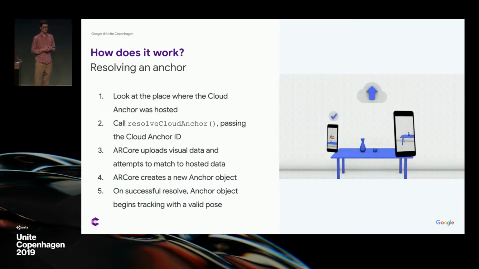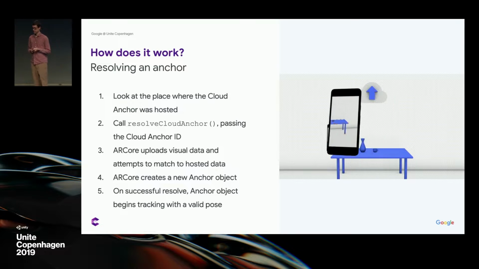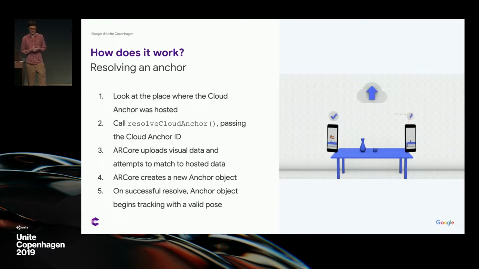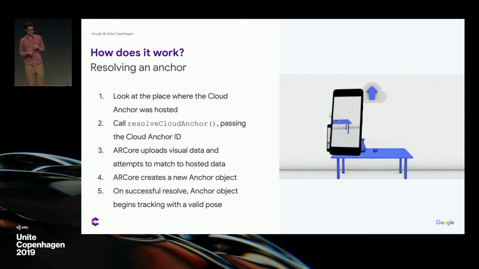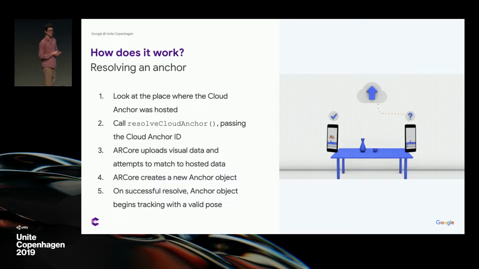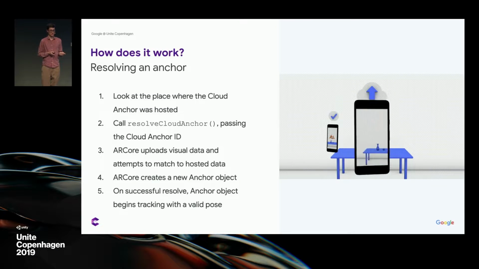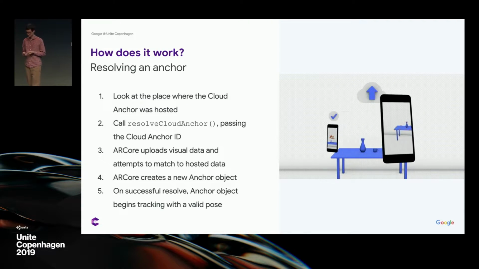To resolve, first look at the place where the Cloud Anchor was hosted. Call resolve Cloud Anchor, passing the Cloud Anchor ID from the previous step. Now ARCore is going to upload some visual data to the ARCore Cloud Anchor service in the background, and the service will attempt to match that data to the data that was uploaded during hosting. In the meantime, ARCore creates a new anchor object and returns it to you. When resolving succeeds, that anchor object will begin tracking with a valid pose.